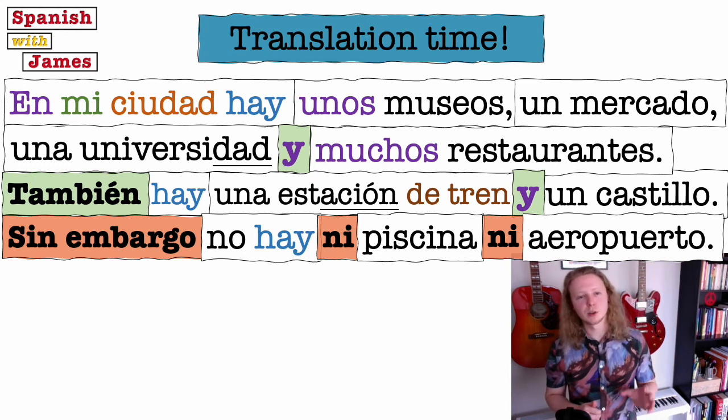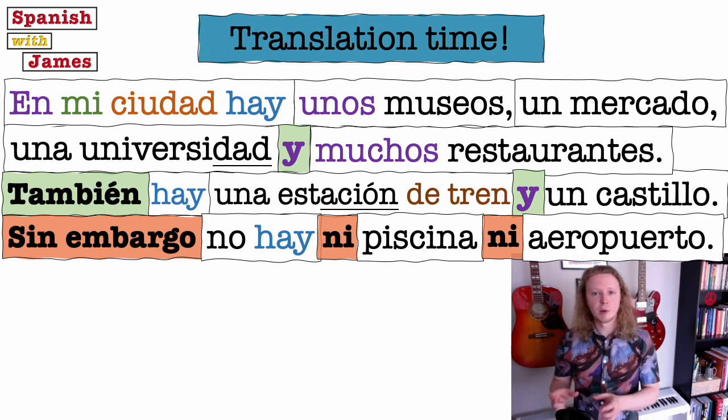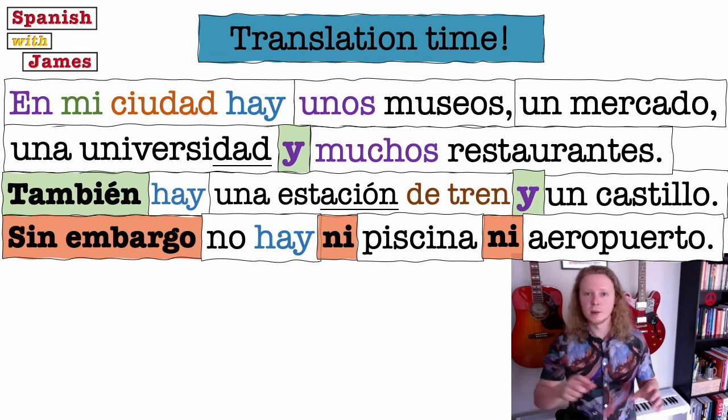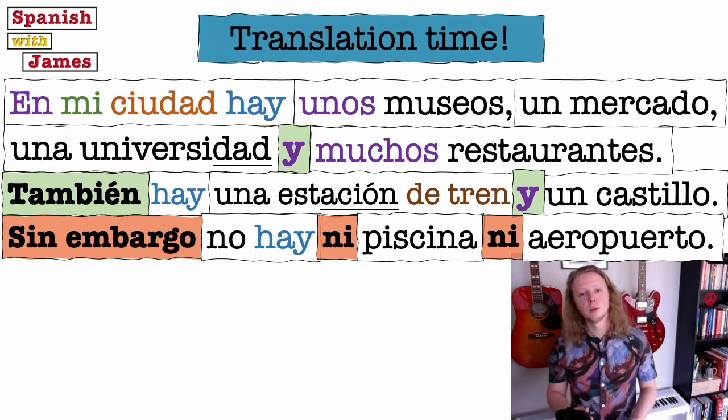So sin embargo, it's super useful. It means however. So I've said what there is. However is the turning point in my paragraph where I'm then going to contrast what I've already said. No hay, so again, just putting no in front of the verb, nice and easy to say there is no or there isn't any. Ni, it's simpler in Spanish. In English we'd have to say neither nor. So there's neither a swimming pool nor an airport. However, there's neither a swimming pool nor an airport.